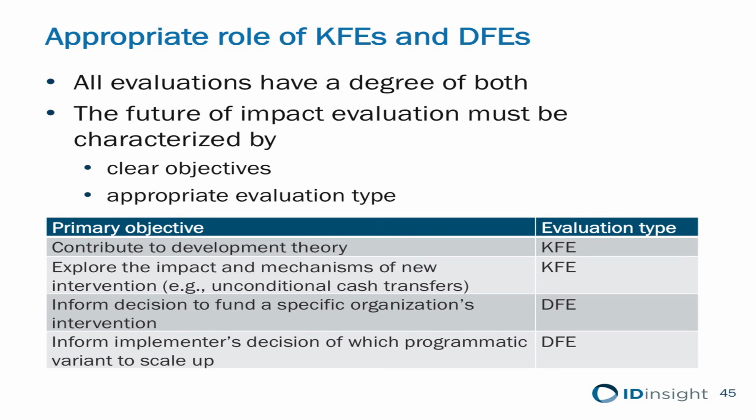If your primary objective is to explore the impact and mechanisms of a very new intervention where there's very little evidence to date, so I was thinking about these large unconditional cash transfers that GiveDirectly has been doing. Of course, there have been unconditional cash transfers before, but maybe not of this variety, and it makes sense to do a large, expensive impact evaluation to see if there's promise, to see what the mechanisms are, to see what the unintended consequences are. But if you want to inform a specific funder's decision of should we fund this organization's program or not, then it should be much more decision-focused. And if you want to help an implementing organization decide between different program variants, it should be much more decision-focused in design of the evaluation.